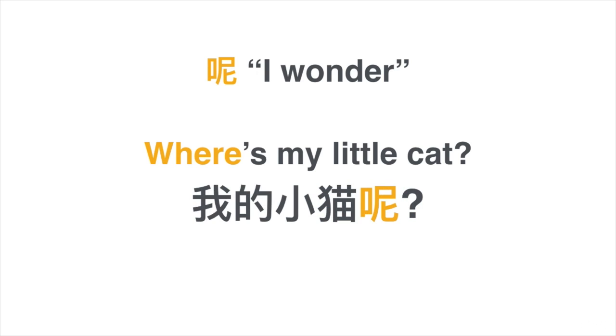Or you can simply get rid of 在哪儿 and say 我的小猫呢? It expresses the same thing. If you just say noun plus 呢, you're asking where it is. 我的小猫呢? Where's my little cat? What about my cat? Where is it?